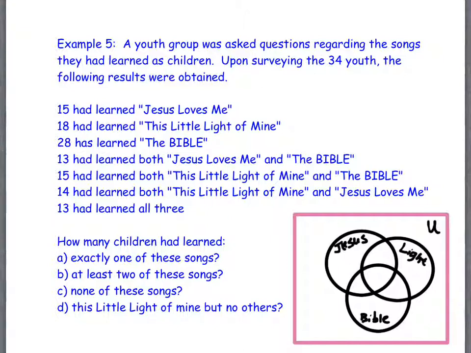So on this one, it happens to be the one that's listed last, where it says 13 learned all 3. So where does that 13 go?